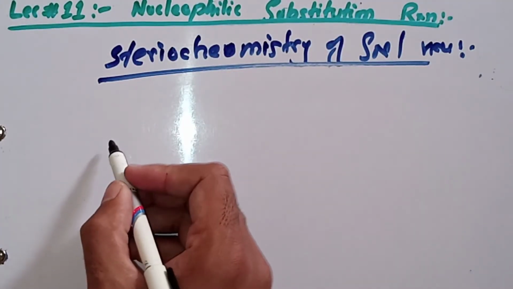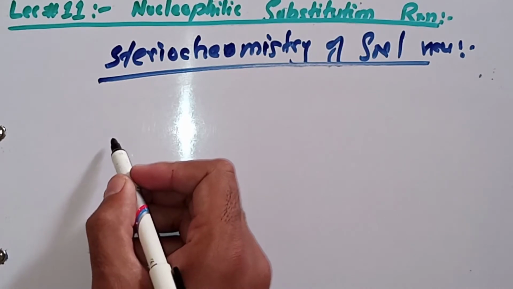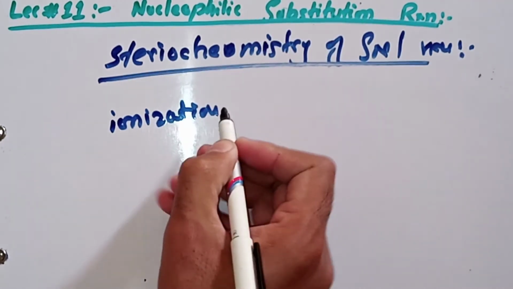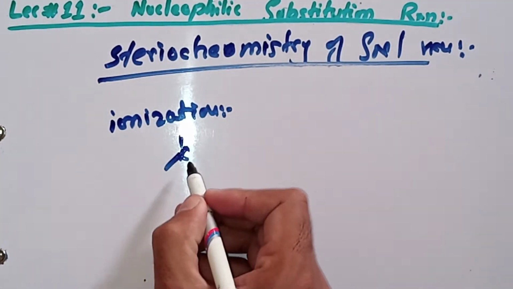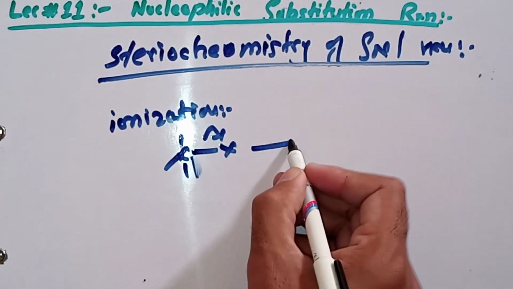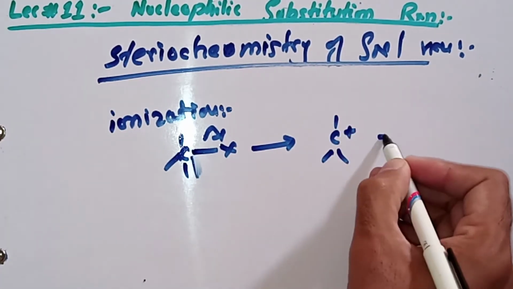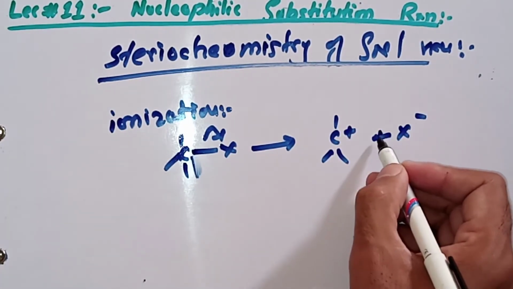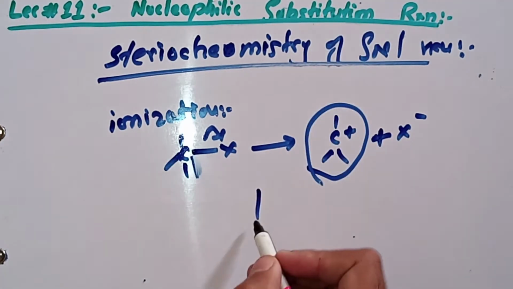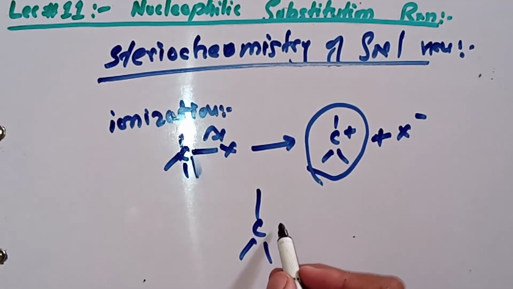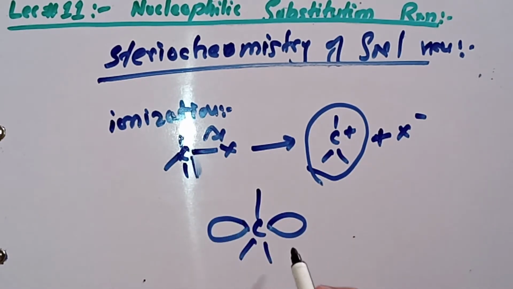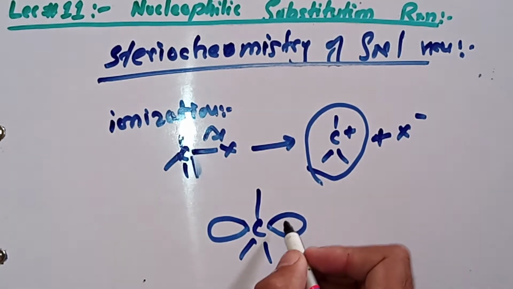In Sn1 reaction, the first step is the ionization process. In ionization, ions are produced, R plus and X minus. When these ions are produced, the carbocation becomes like this structure. This is one lobe of the p orbital, and this is the other lobe of the same p orbital. So this has a positive charge.